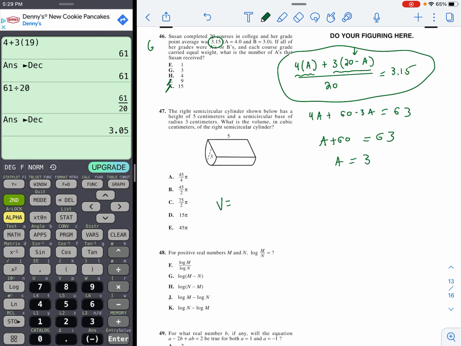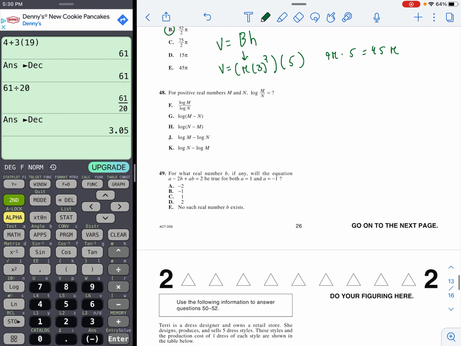47, you have to know that the volume of a cylinder is the area of the base times the height, and the area of the base, if it's a cylinder, is pi r squared. So we have pi times 3 squared times the height of the cylinder, which is 5. So this should be 9 pi times 5, which is 45 pi, but it's not a full cylinder, it's only a half cylinder. So we have 45 pi divided by 2, answer choice B there.